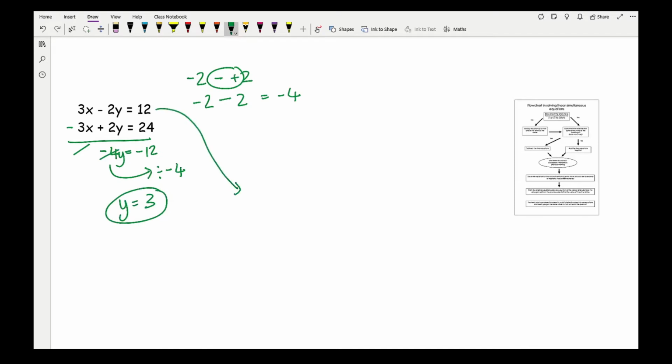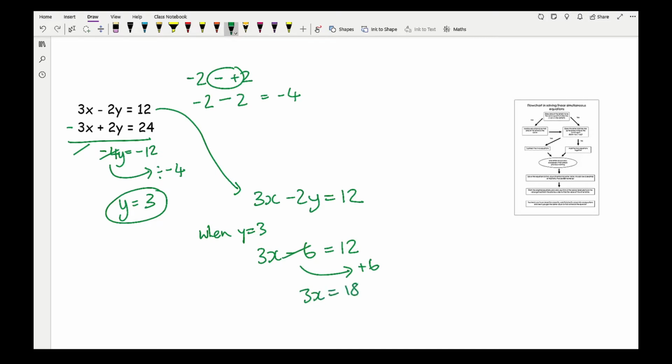So then taking one of the equations, I've got 3x minus 2y equals 12. So when y equals 3, I've got 3x minus 2 times 3, which is 6, equals 12. I take the 6 over by adding 6. So 3x equals 18, and I take the 3 over, and so x equals 18 divided by 3, which is 6. So the final answer for this particular question is x equals 6 and y equals 3.